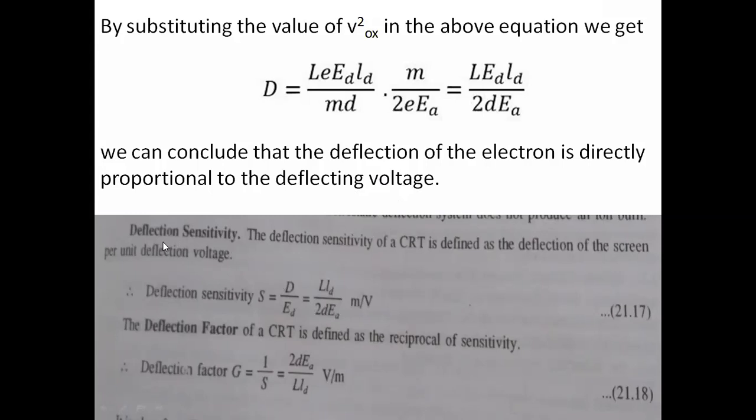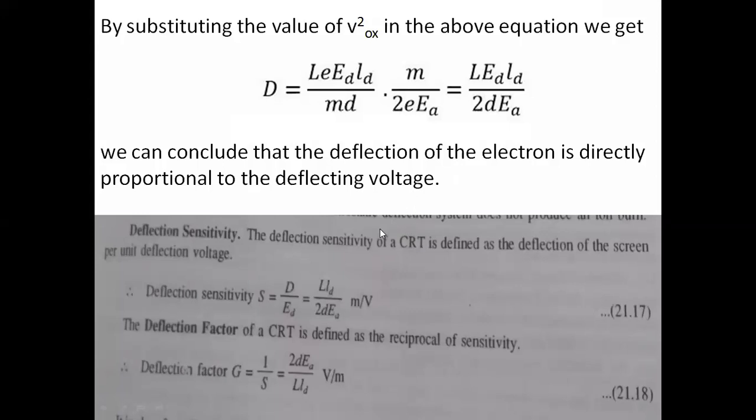So that is the deflection sensitivity. The deflection sensitivity of a CRT is defined as the deflection of the screen per unit deflection voltage. Sensitivity is nothing but output to input. Generally, we can consider the sensitivity: for a given input voltage, how the output is responding.